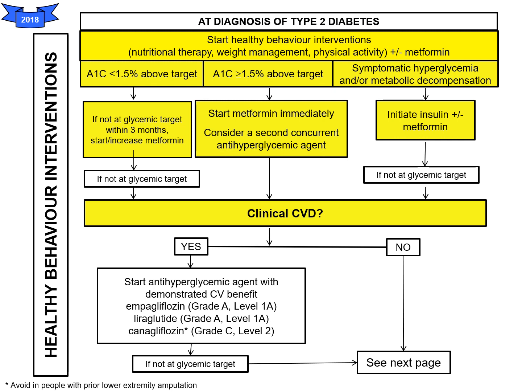Clinical cardiovascular disease is defined as history of myocardial infarction, coronary artery disease on angiography, unstable angina, stroke, or peripheral artery disease. If the patient has clinical cardiovascular disease, an anti-hyperglycemic agent with demonstrated cardiovascular benefit should be added. This recommendation is based on several cardiovascular safety outcome studies.